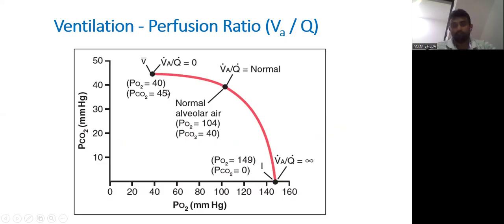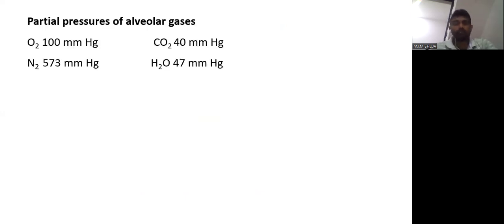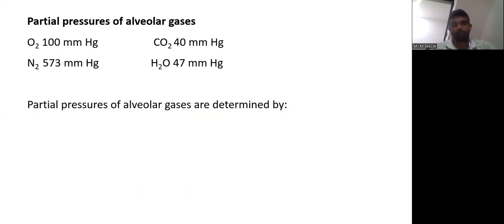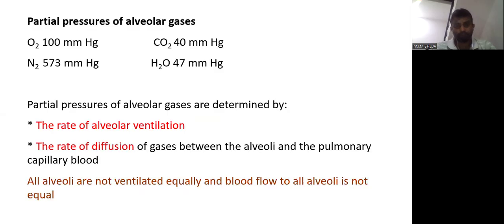This is the alveolar level. This is the venous level. Now the VQ. The partial pressures of alveolar gases are oxygen 100 and carbon dioxide 40, and these are determined by the rate of alveolar ventilation and the rate of diffusion.